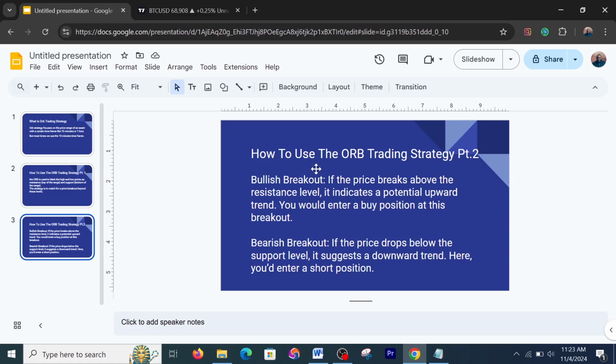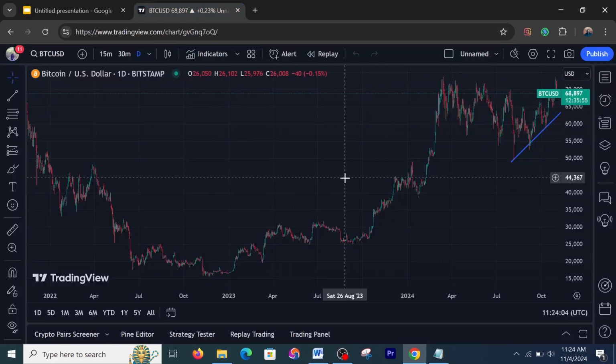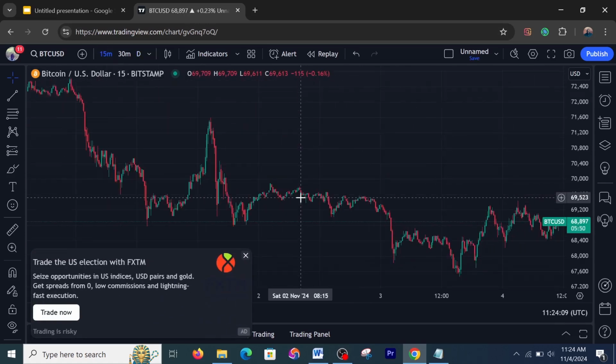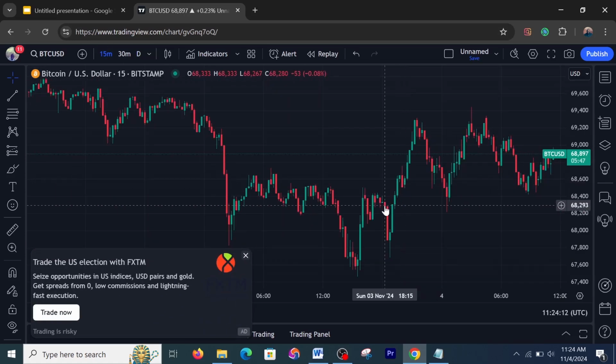Because the crypto market trades 24 hours, what you do is choose the beginning of the day, and the beginning of the day is 1 a.m. That's when the crypto market starts a new day, because that's how the time frame is. So you go, this is a Bitcoin chart. You go to 15 minutes, then you look at 1 a.m. That's what we're looking for here.